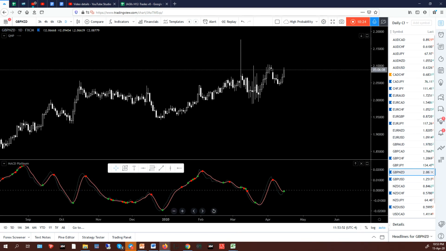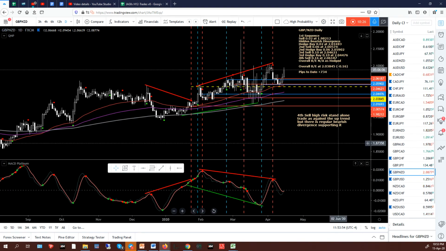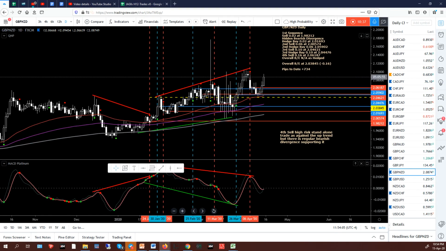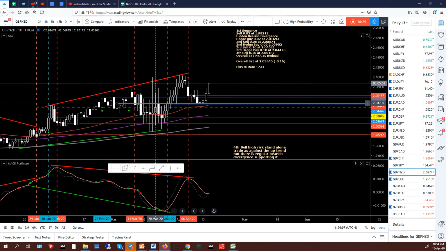Now, Pound New Zealand, this is becoming my new problem pair. I'm in a lot of trades here, and it just doesn't seem to work. This area here intrigues me, and I've probably got some time to have a quick look at this. One, two, three. This area in here, look at these.